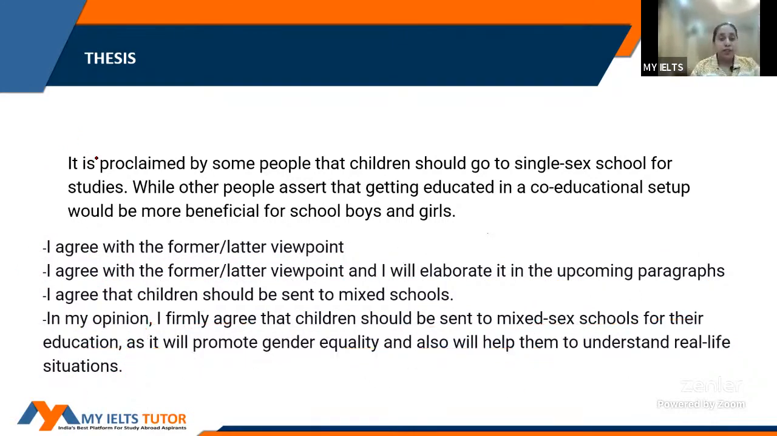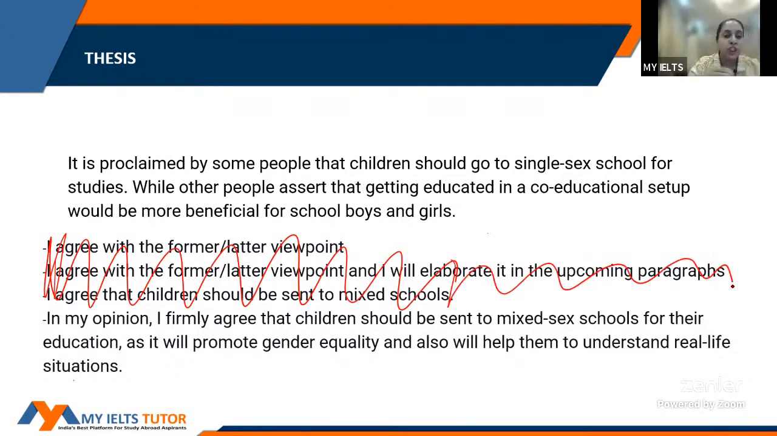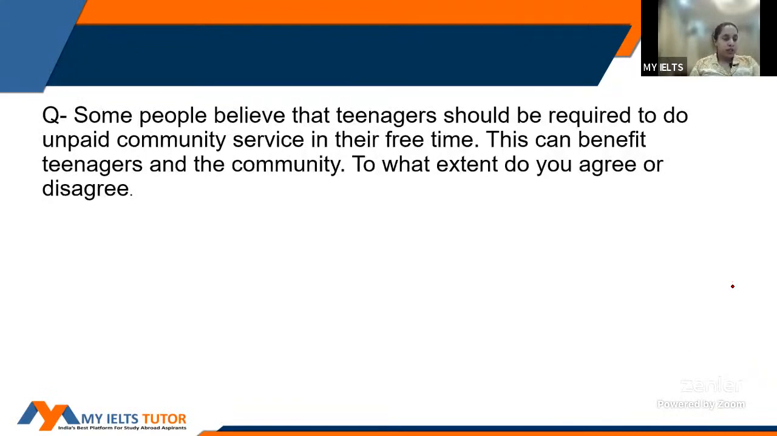It is proclaimed by some people that children should go to single-sex school for studies, while other people assert that getting educated in a co-educational setup would be more beneficial for school boys and girls. In my opinion, I firmly agree that children should be sent to mixed-sex schools for their education, as it will promote gender equality and will also help them to understand real-life situations. So, I will not write this if I want to write an effective introduction. For an effective introduction, I need to be more clear, more precise, and I have to show my flexibility in the language. So let's have a look at this question.